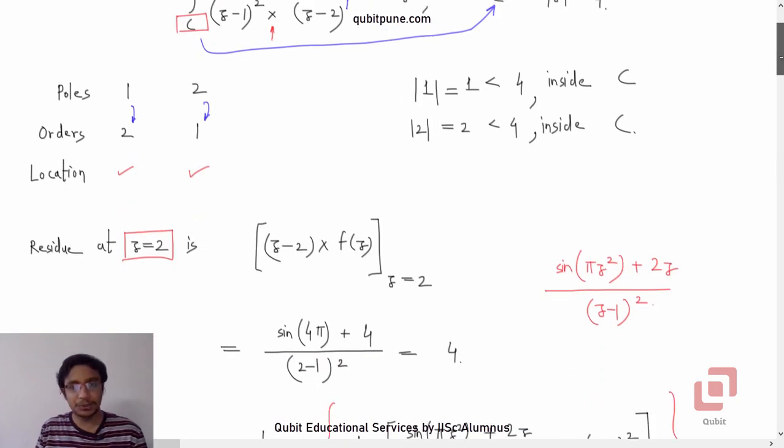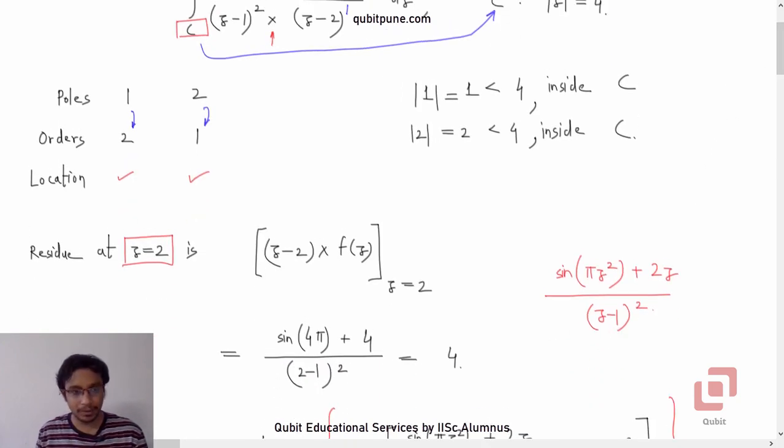We will now be substituting z equal to 2 there. Okay, so do it. Sine of 4 pi, sine of pi z squared plus 2 times z, so 2 times 2, so 4. And in the denominator we will have 2 minus 1 squared, which is 1. Okay, sine 4 pi is 0. So the residue at z equal to 2 is 4.